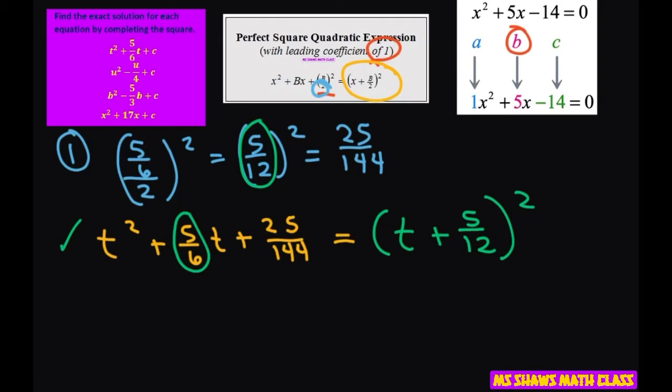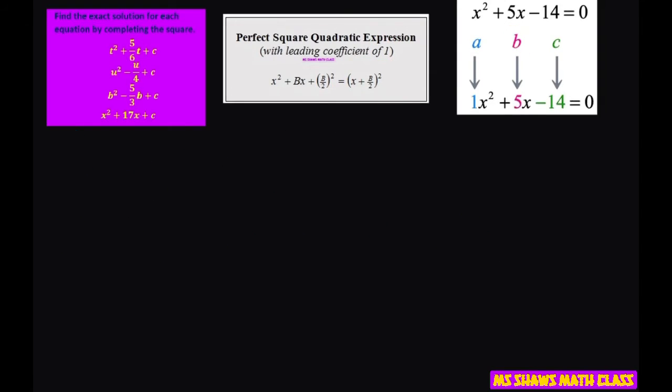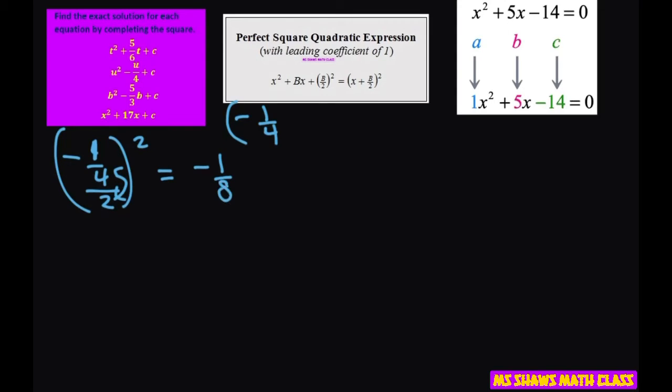So let's try the second one. For the second one, our B is -1/4. All right, so we can take -1/4 and take half of that. So basically what you're really doing is you're saying -1/4 times 1/2. Or you can just multiply these two. So that's going to be -1/8 squared, which equals 1 divided by 64.